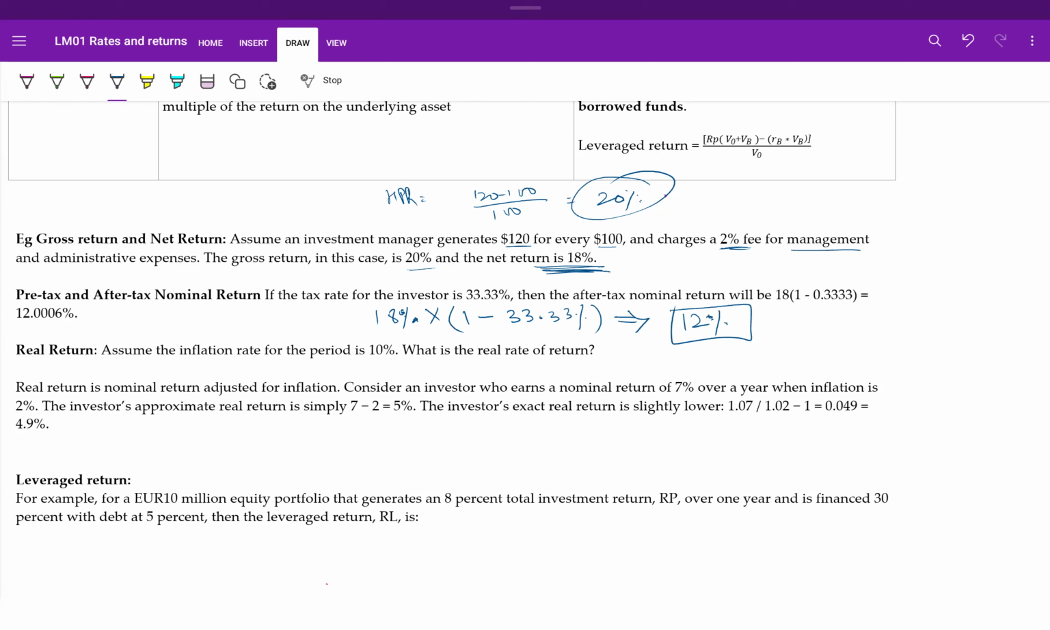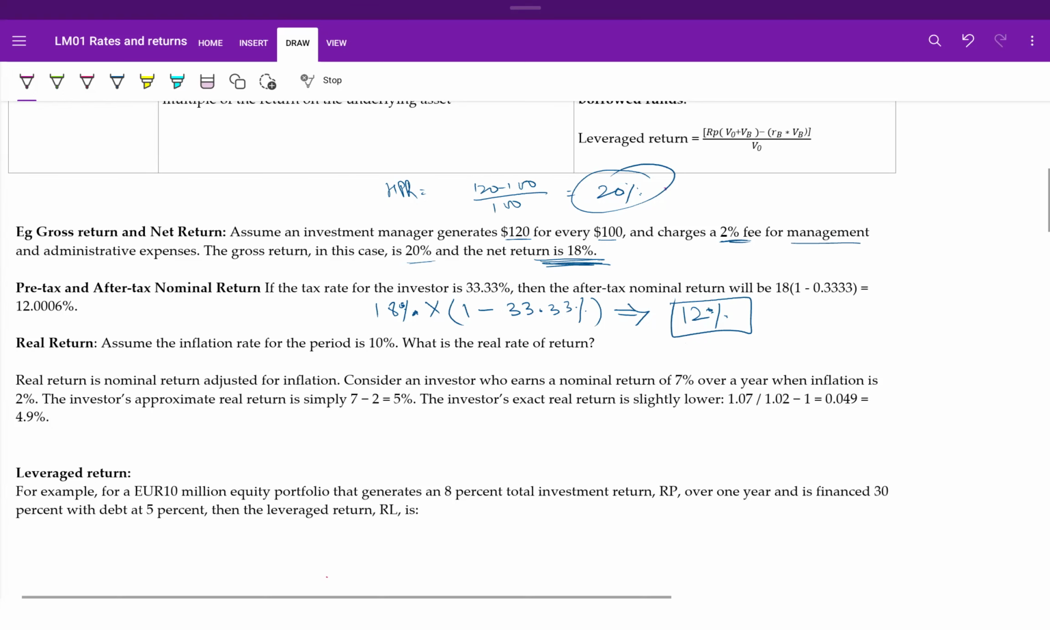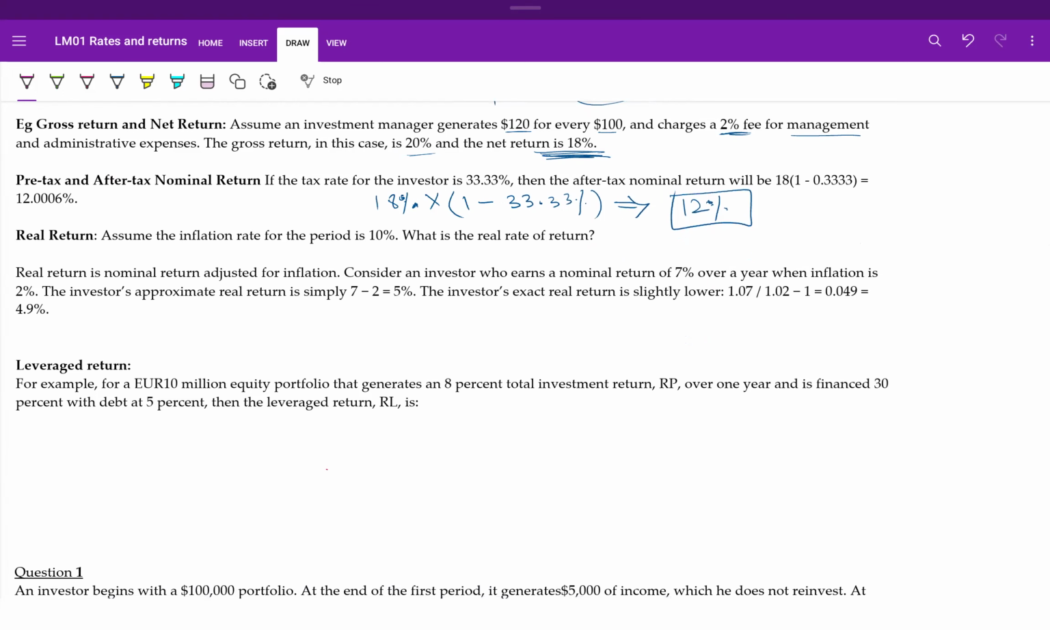But still we have not adjusted this after-tax return for our inflation component. Let's assume that there is an inflation component of 10%. How do we adjust for the inflation component? This is where we apply our formula. For our nominal return, the conventional calculation doesn't apply here.